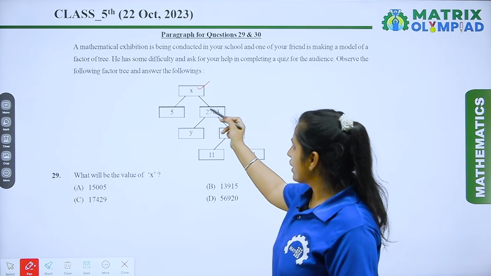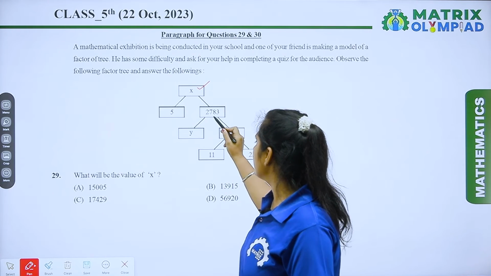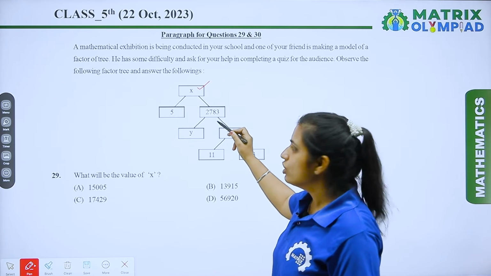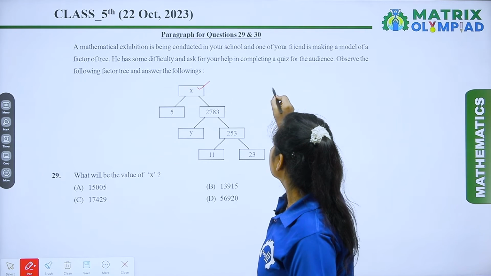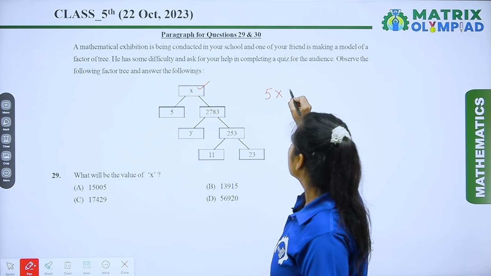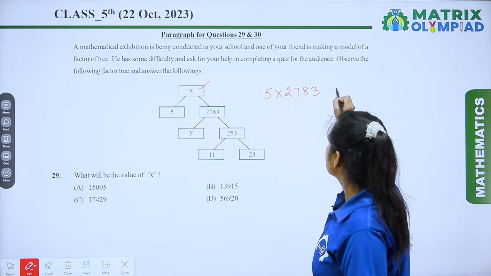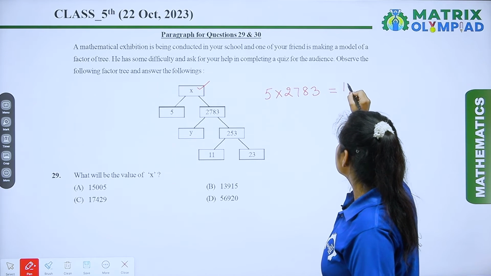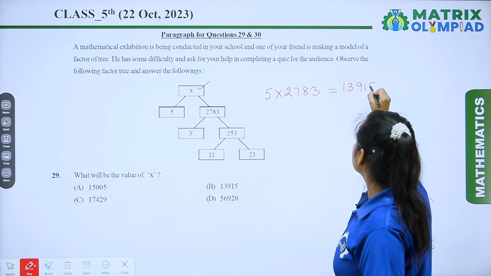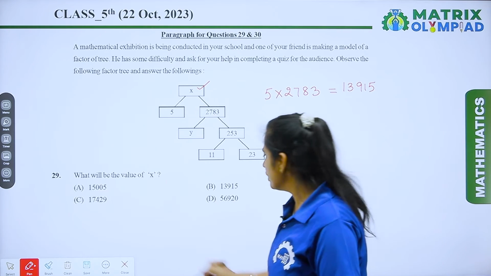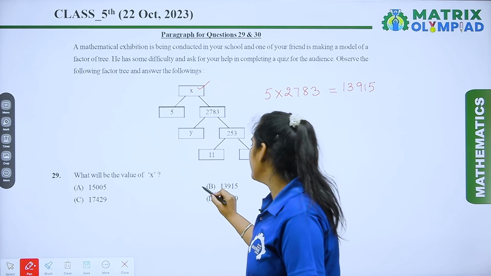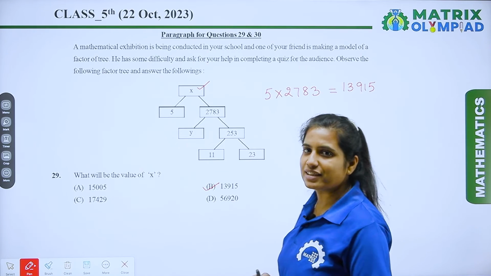So here the two factors of x are 5 and 2783. Here to find out the value of x, we are simply going to multiply 5 by 2783. So the product is 13,915. So out of these four options, option B is the correct answer.